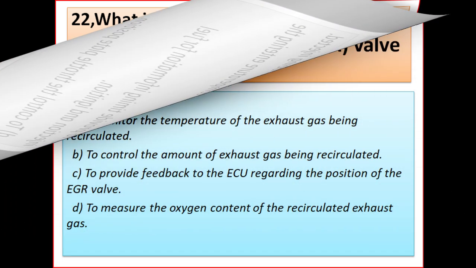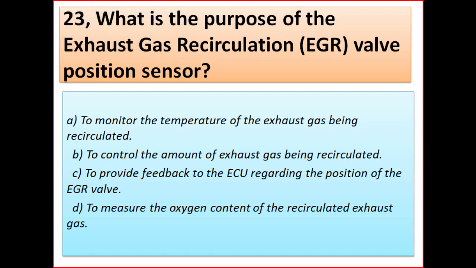23. What is the purpose of the exhaust gas recirculation, EGR, valve position sensor? A. To monitor the temperature of the exhaust gas being recirculated. B. To control the amount of exhaust gas being recirculated. C. To provide feedback to the ECU regarding the position of the EGR valve. D. To measure the oxygen content of the recirculated exhaust gas.